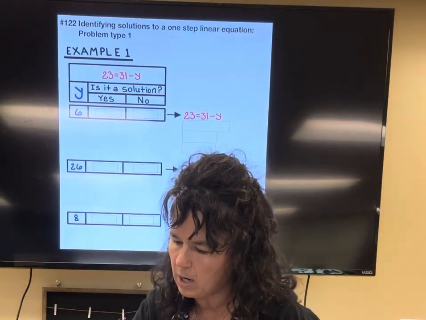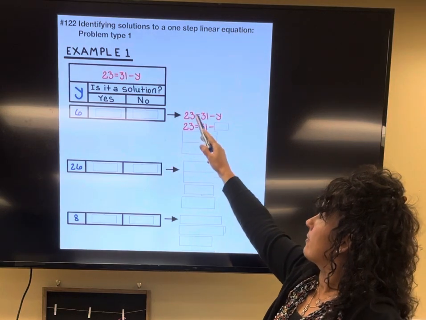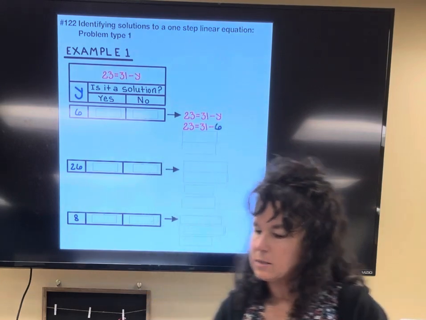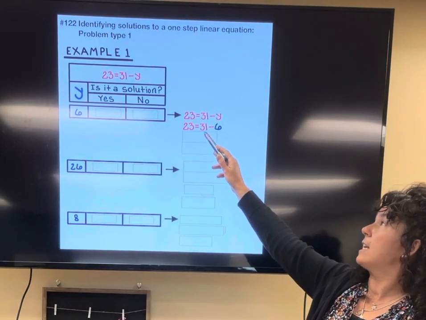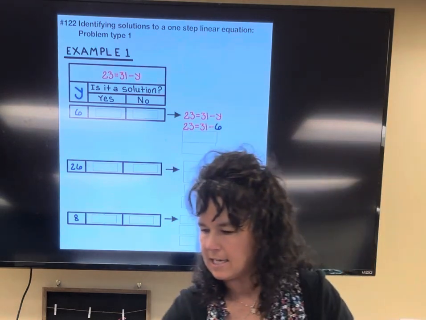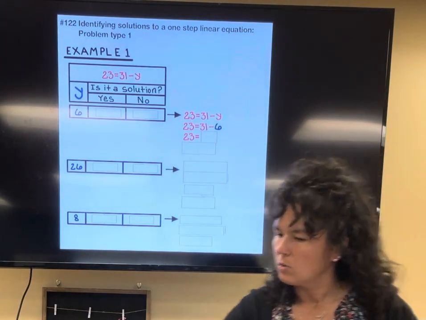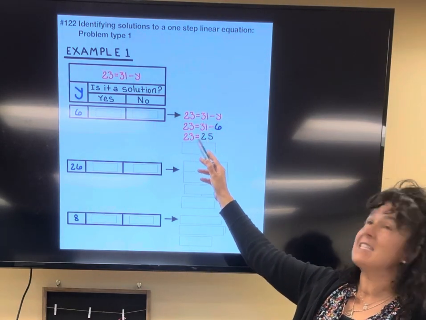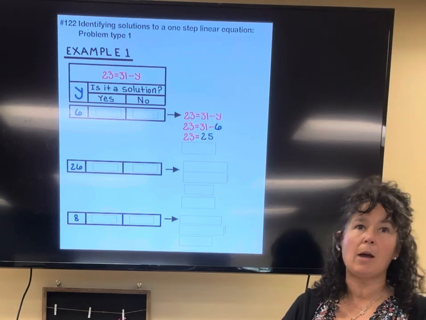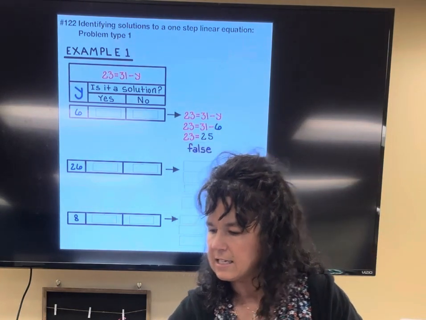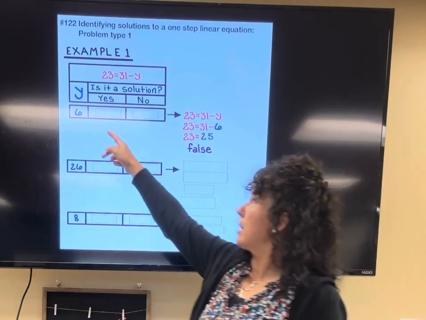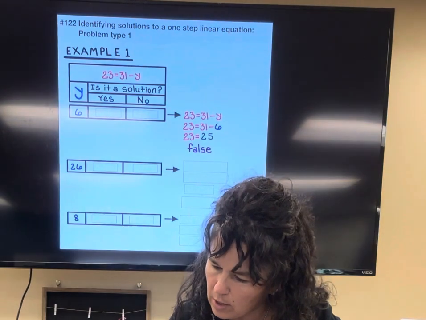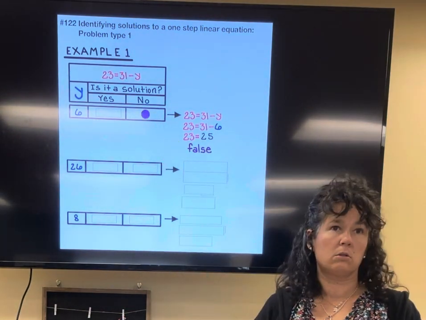So if I replace y with the number 6, I've brought down the 23, the equals, the 31 minus, and then I'm going to put in its place the number 6. And if I simplify 31 minus 6, we're going to end up with 25, bringing down that 23, and that is not a true statement. 23 is not the same as 25. Since that is false, then I'm going to come up here in my table and say, is the number 6 a solution? So I want to say no.